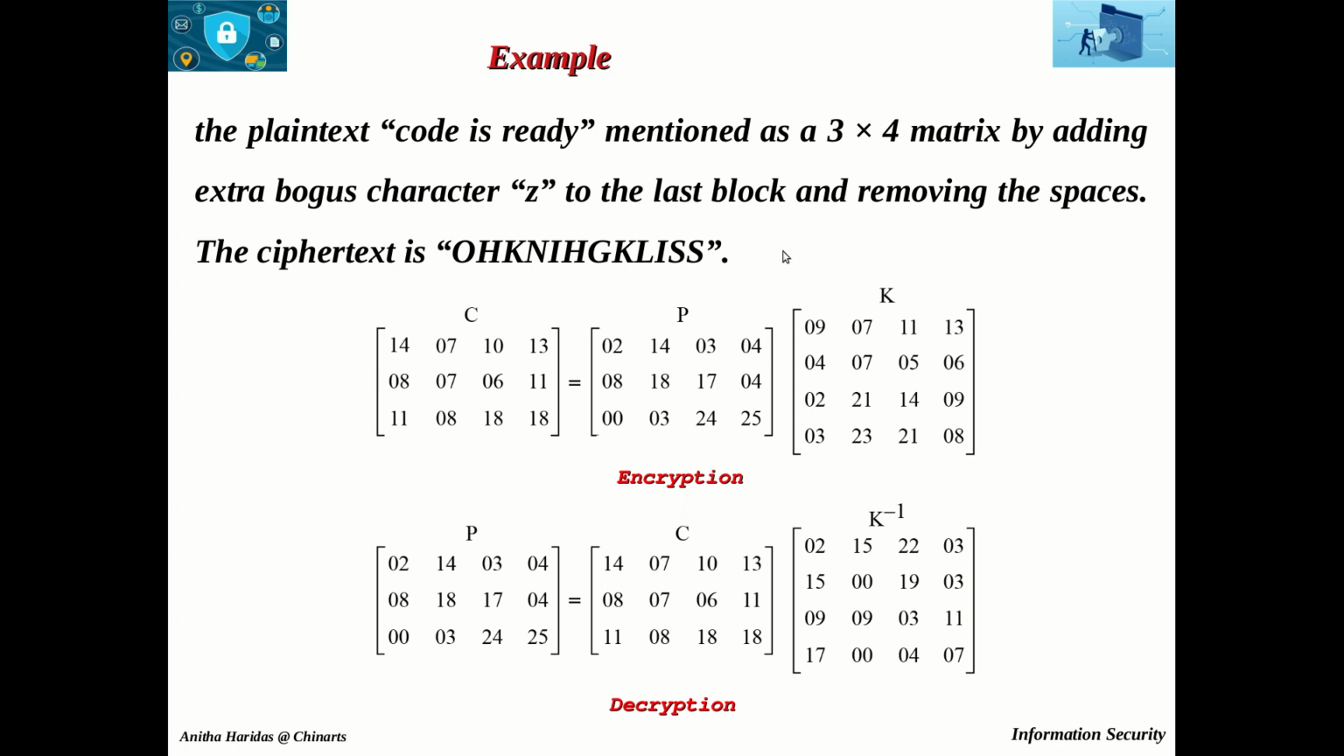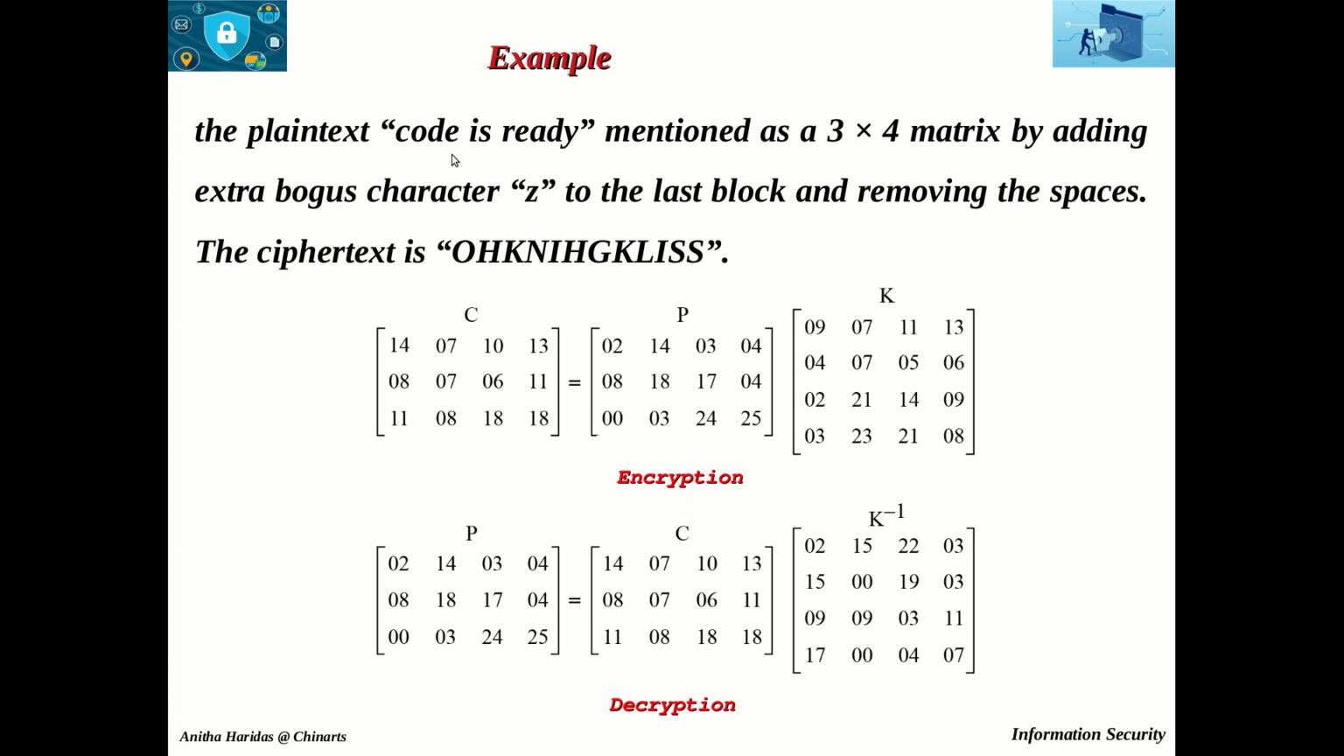In this example, 4 is going to be the size of the block. Therefore, I have the key matrix as a 4 by 4 key matrix. Now, since this plain text has 12 characters, I am going to divide these 12 characters into 3 blocks of 4 characters each. Therefore, I will have a 3 by 4 matrix for the plain text.